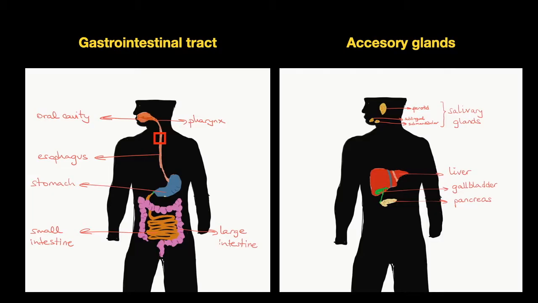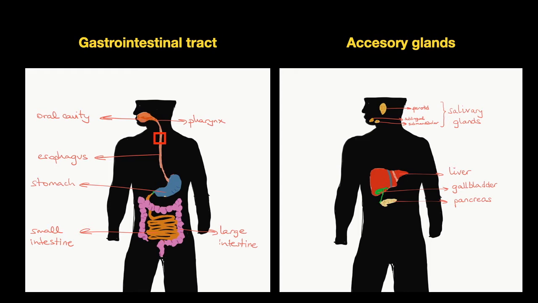The accessory or ancillary glands are organs that discharge their secretions into the digestive system. They are salivary glands, found in the mouth where saliva is released, the liver, located in the upper right abdomen, which releases secretions into the intestine, and the pancreas, located behind the stomach, which also releases secretions into the intestine.